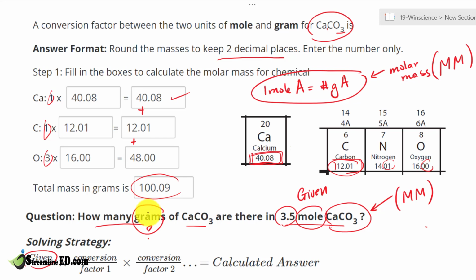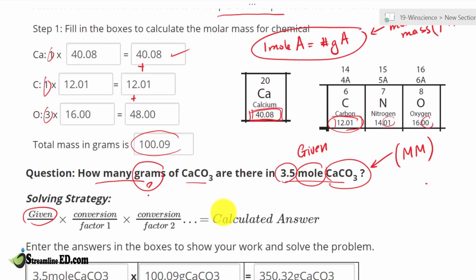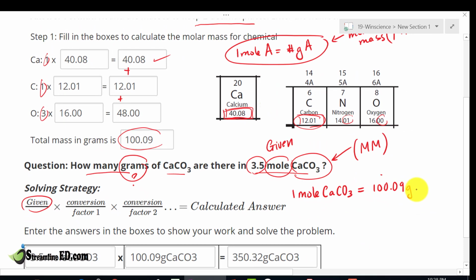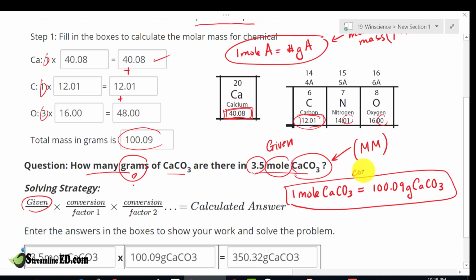And when we express this in terms of our conversion factors, and of course I didn't show it right here, but if I were to express this as a conversion factor, I'm going to write it over here. This would be 1 mole of calcium carbonate equal to 100.09 g. We abbreviate gram with g. Calcium carbonate. And that would be the molar mass right there. And this is our conversion factor. So remember, molar mass is just a conversion factor.